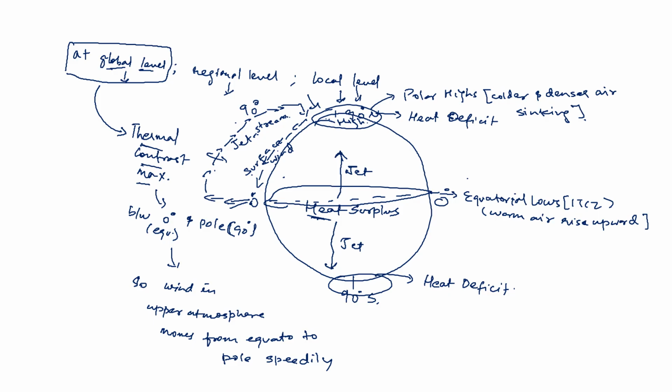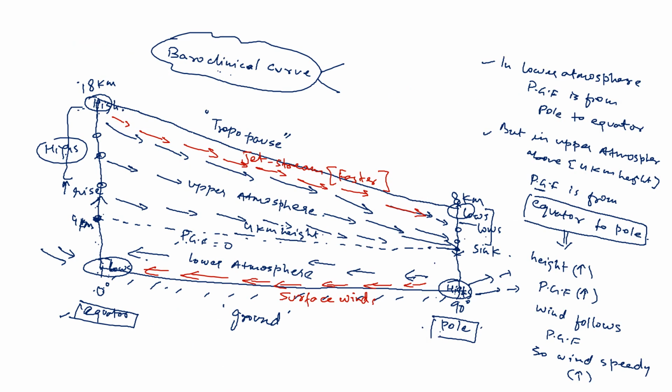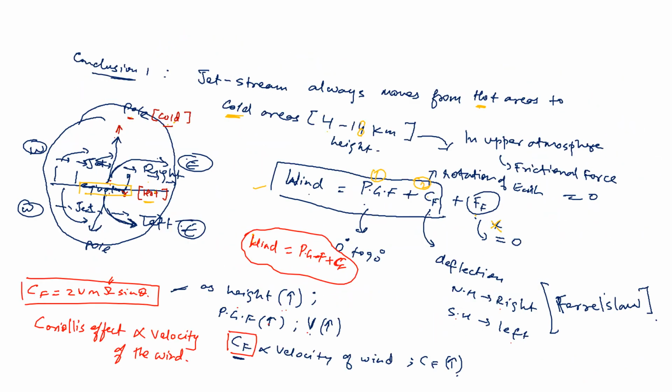So what we can say, there exists at a global level a thermal contrast between the equator and the pole. As a result, the equatorial heat surplus region is transporting heat in the upper atmosphere towards the pole in the form of jet stream. Okay, so this is the one fact. The moving wind comes into account with the second force, the Coriolis force, that is the rotation of the earth.